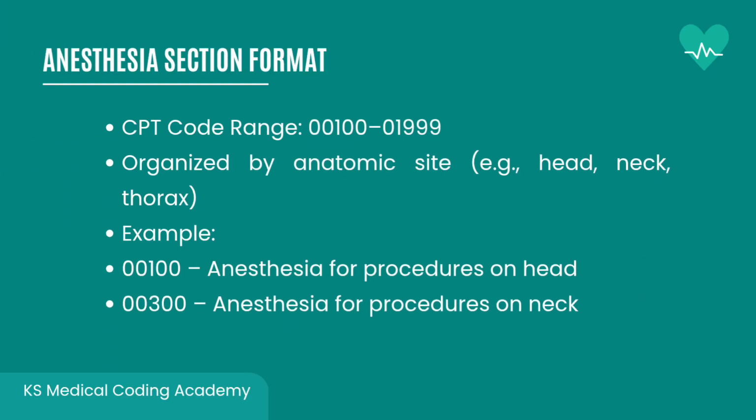Anesthesia section format. The CPT anesthesia section ranges from 00100 to 01999, and it is organized by anatomic region. For example, 00100 covers anesthesia for procedures on the head, 00300 covers procedures on the neck, and 00400 to 00580 covers procedures on the thorax. Remember, you code anesthesia based on the site of the surgery, not the anesthesia type.